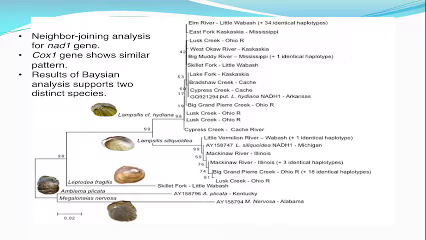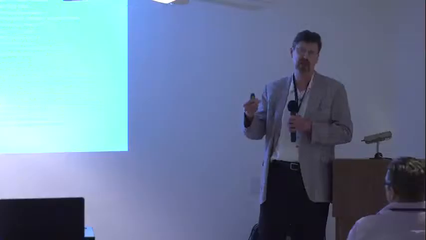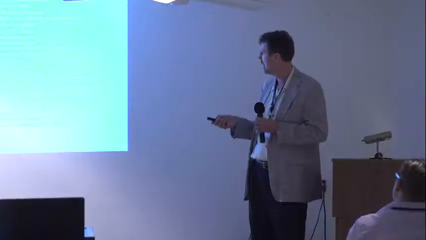And so what we found, we got two different clusters or clades, one of which is referred to as siliquoidea down here, and then another one here, which looks like our hydiana clade. And so it looks like there are two different distinct entities. Both genes support this pattern. Different analyses support the recognition of these two groups. Genetic distance-wise, it's at the level you might expect for recognizing different species, although you don't usually want to rely on that alone.